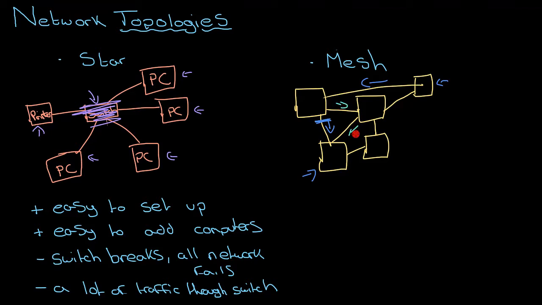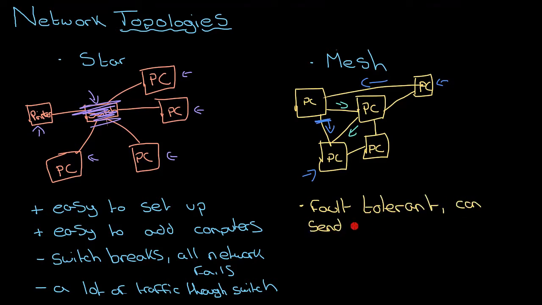And that's one of the beauties of a mesh network, is that it is very fault tolerant, which means that if I end up with a network cable getting cut, or if I end up with one of these PCs here going down, then it doesn't matter, because a message being sent from one computer to another should always be able to find an alternative route. So that is a clear advantage.